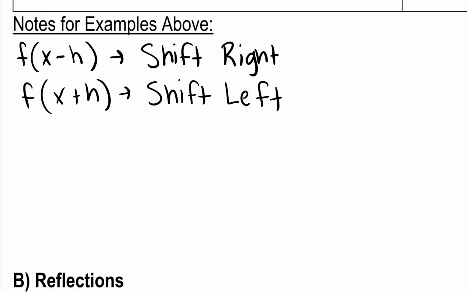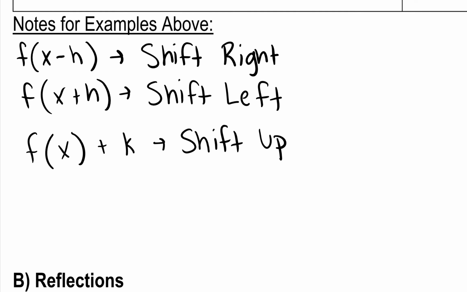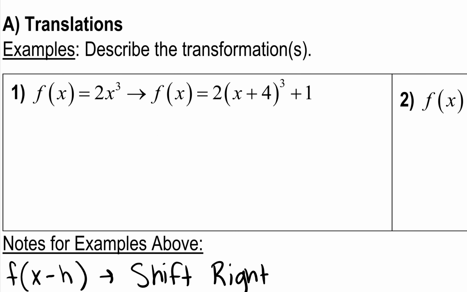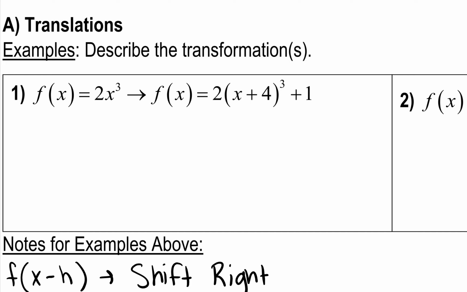If I have plus some number outside of parentheses, I would shift up. If I have minus some number outside of parentheses, I would shift down. So for translations, I can only go left, right, up, or down. That makes sense. So let's look at the problem. If you need to pause and go back and write those, go right ahead.